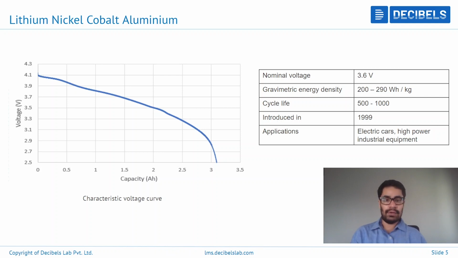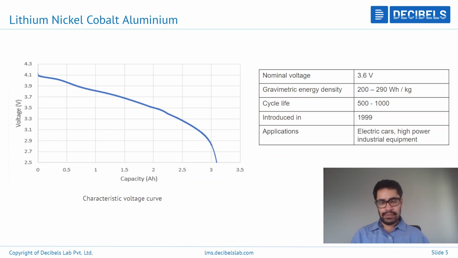This has almost the same nominal voltage, that is 3.6 volts, once again allowing it to have a much higher gravimetric energy density of almost 300 watt hours per kg, making it one of the most prominent cell chemistries in today's EV market. The most prominent users are MG and Tesla, specifically the Tesla Model S and Model 3, and many high-powered industrial equipment also use NCA, because these are mostly used for high-powered devices.